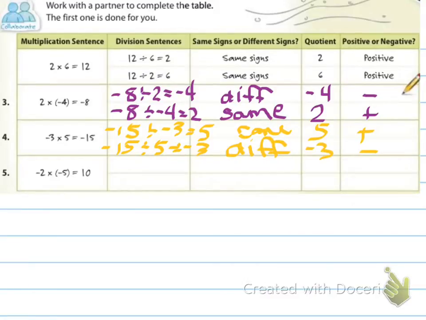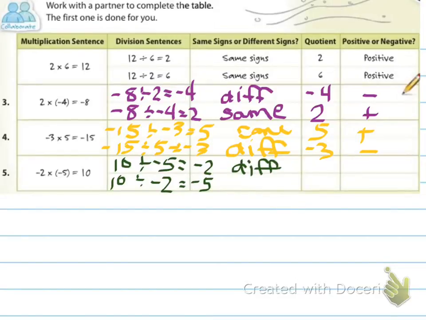For the next one, we've got 10 divided by -5 equals -2. 10 divided by -2 equals -5. And so we have different signs here, because if you notice, it's a positive and a negative, and so our answer is a -2. And then for 10 divided by -2, it's -5, and it's different signs again, and the answer is a -5, which is negative.